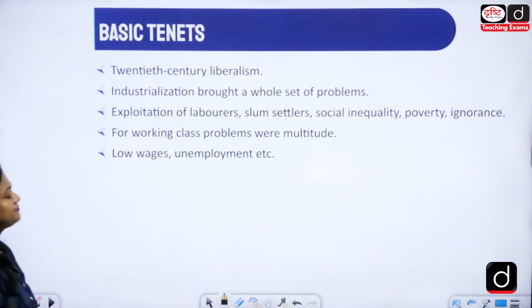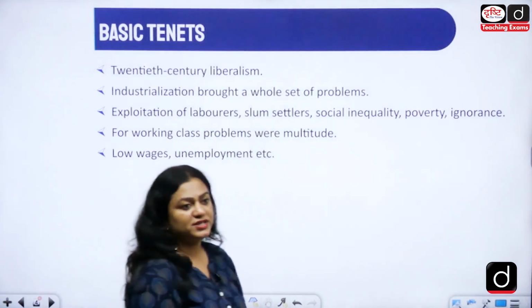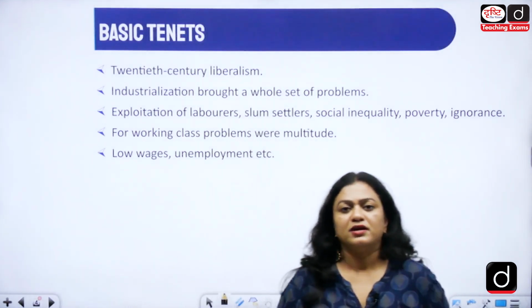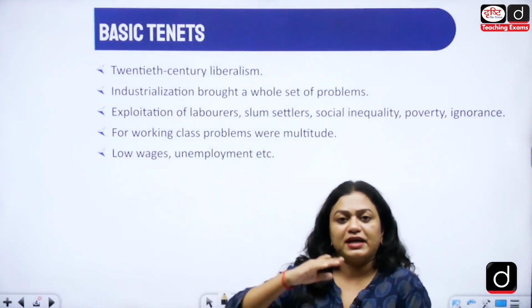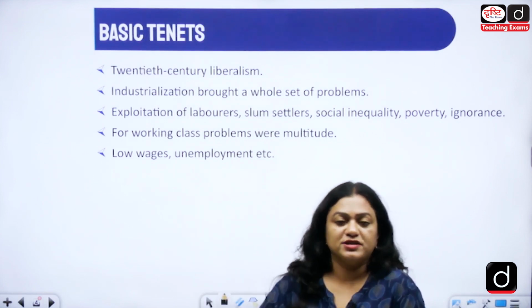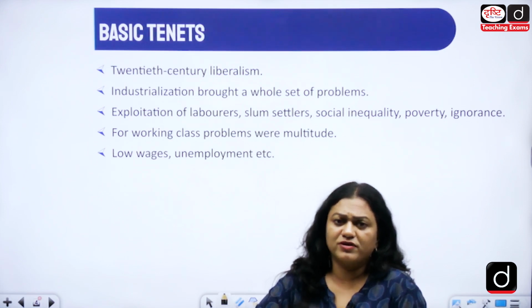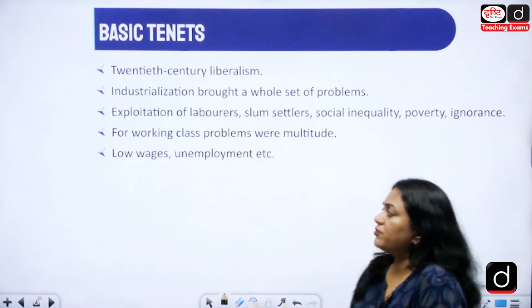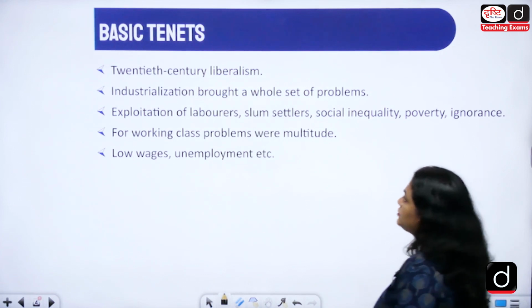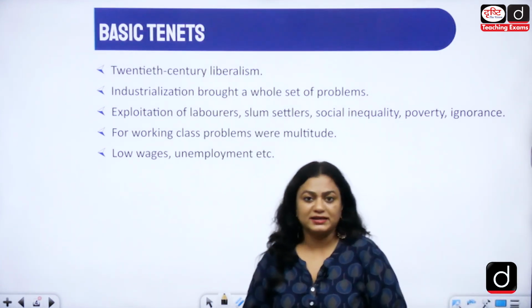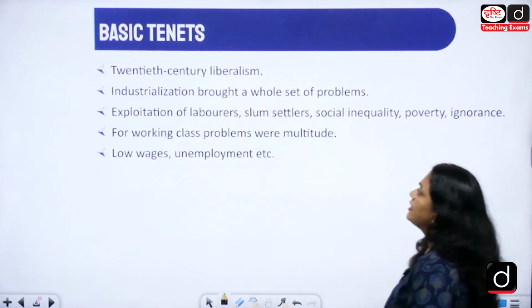Modern liberalism is a product of the 20th century. From the 19th century to the 20th century, within 100 years, so many things changed. What were the new developments? We will check out here. So, in the 20th century, liberalism is also called modern liberalism.